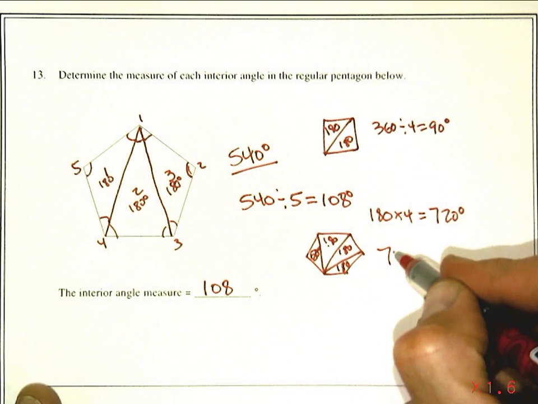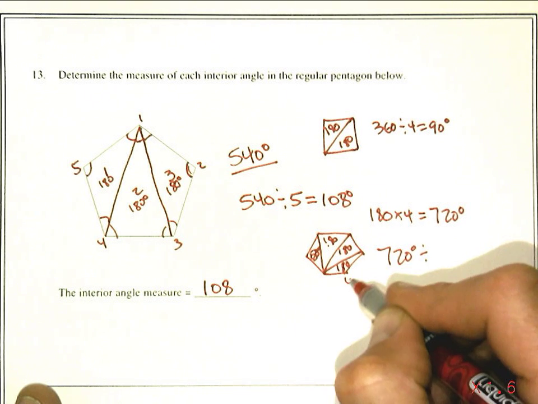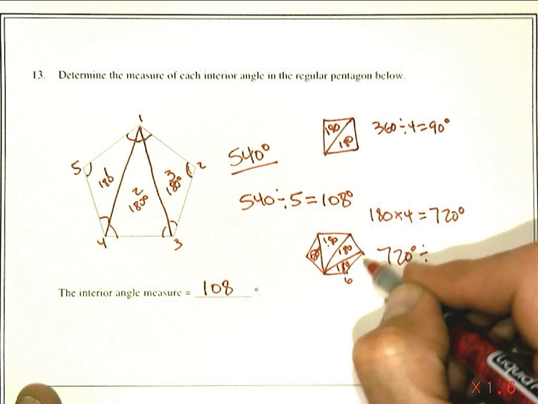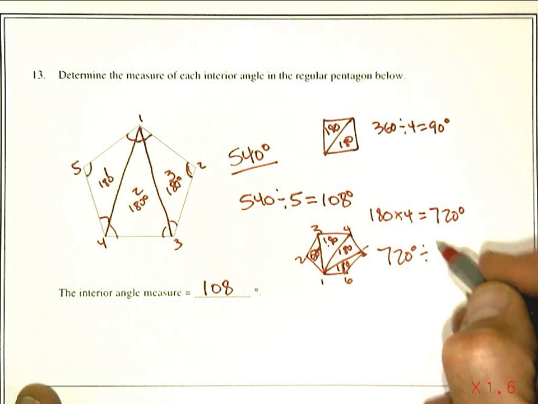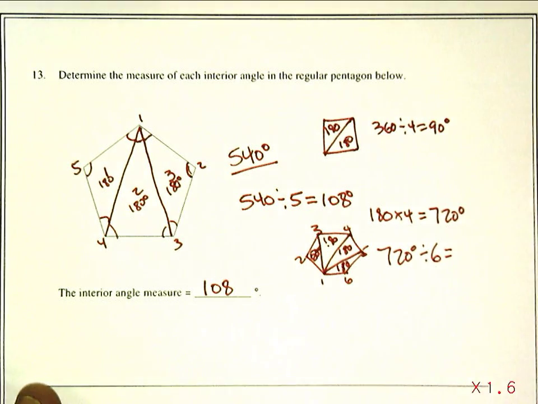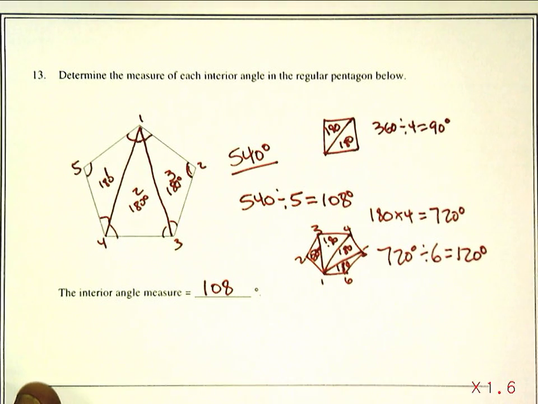And if I take the 720 degrees divided by the 6 sides, there's 6 of them, 1, 2, 3, 4, 5, 6, and I take that 720 and divide it by 6, I get the measure of each angle, which is 120 degrees. So I can do that with any shape.